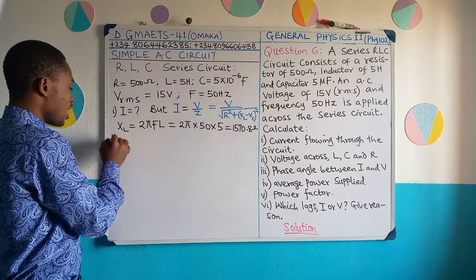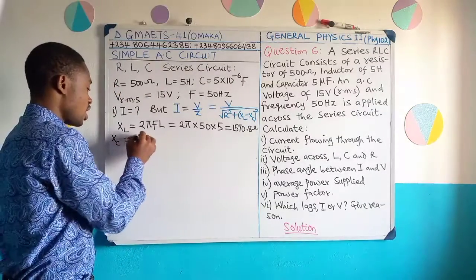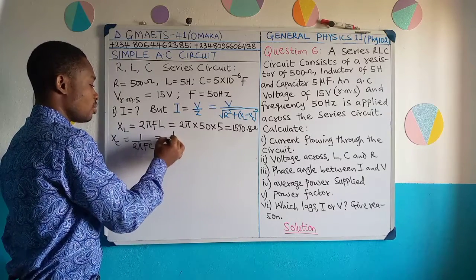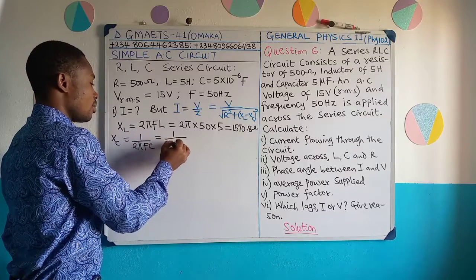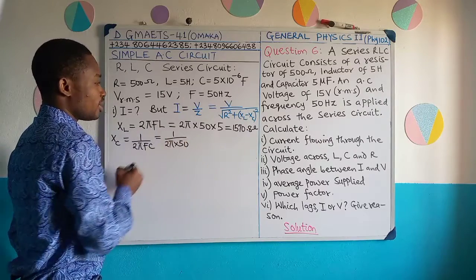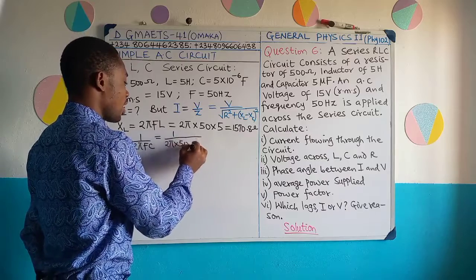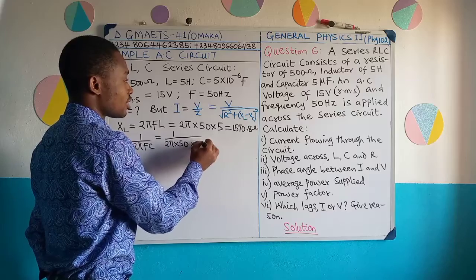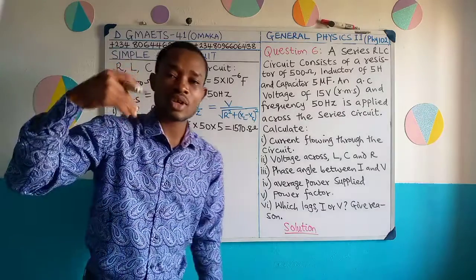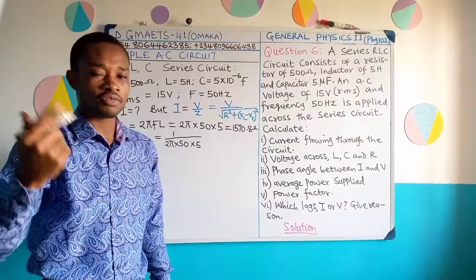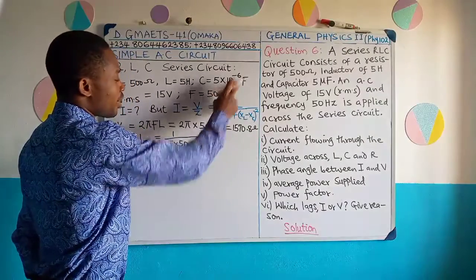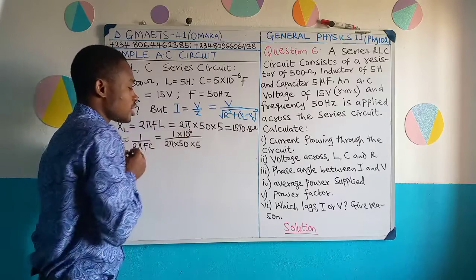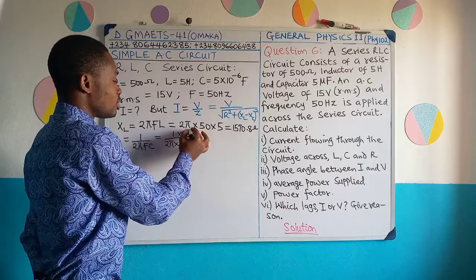Now I will find XC too. You know XC's formula is 1 over 2 pi F C. That will be 1 over 2 pi, my frequency, which they give me, 50, multiplied by the capacitance value, 5 times 10 raised to power minus 6. But remember what we thought before in one question we solved: this 10 raised to power minus 6 that is under here, if I carry it up, it changes to 10 raised to power positive 6. So I write it like this.